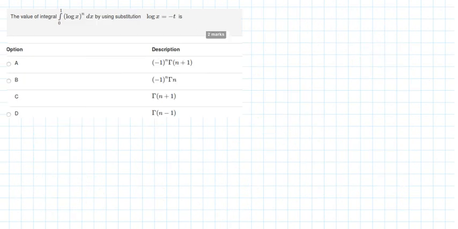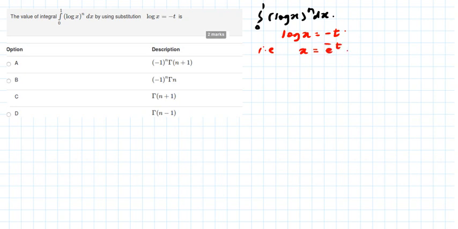Next question, the value of this integral: integration 0 to 1 log x raised to n dx, using the given substitution. The substitution is log x is equal to minus t. That is, we need to replace x by e raised to minus t, so I will replace dx by minus e raised to minus t dt.